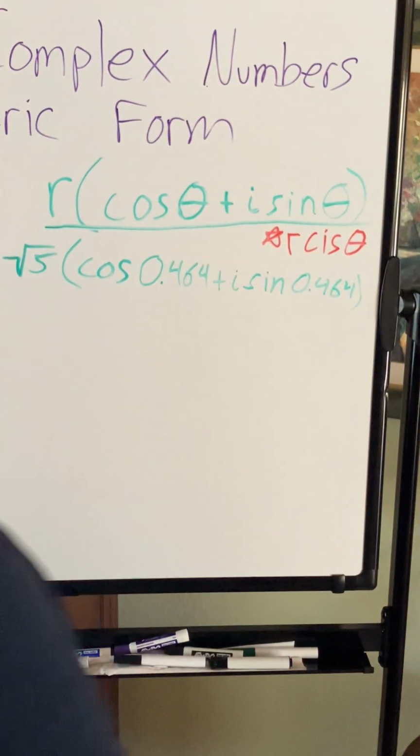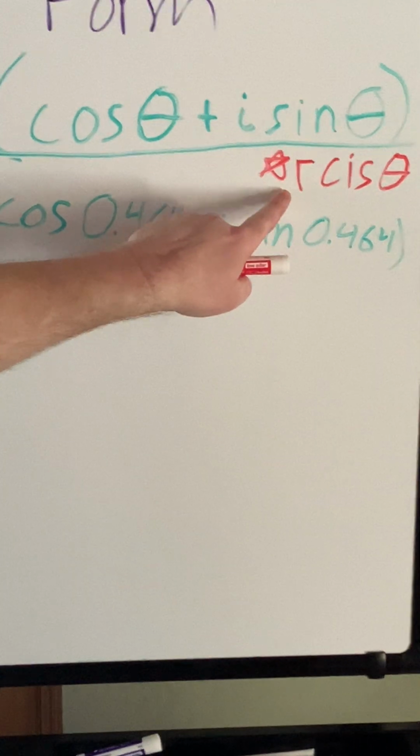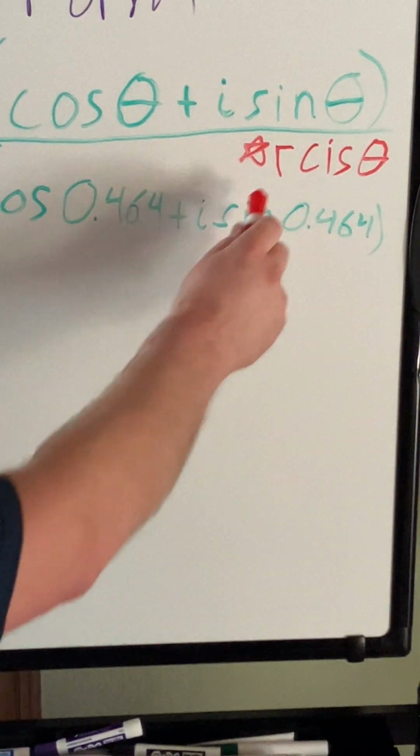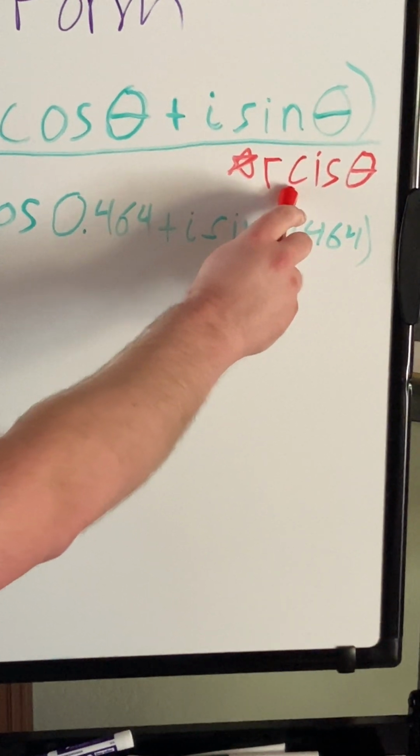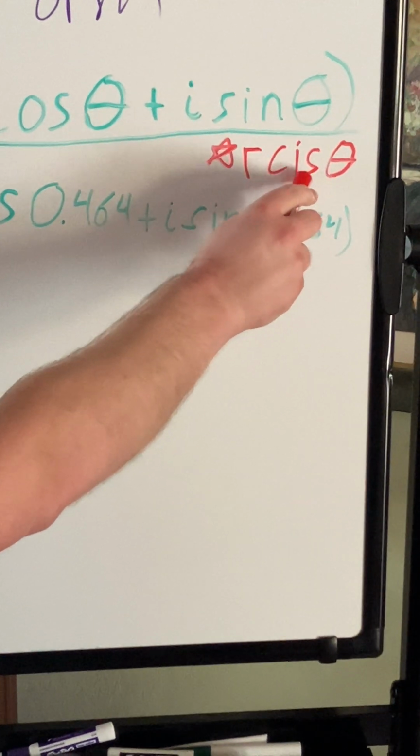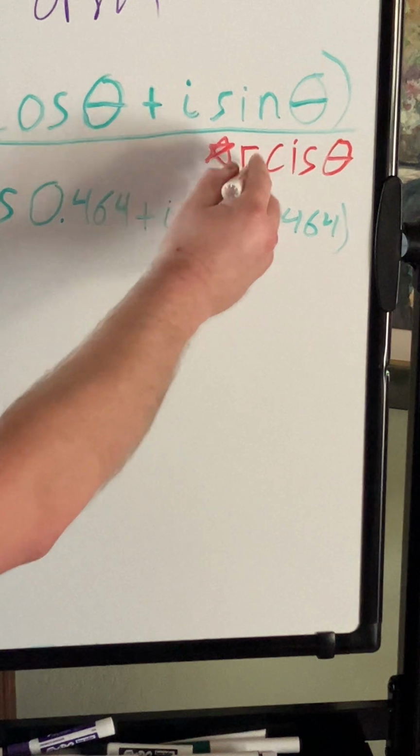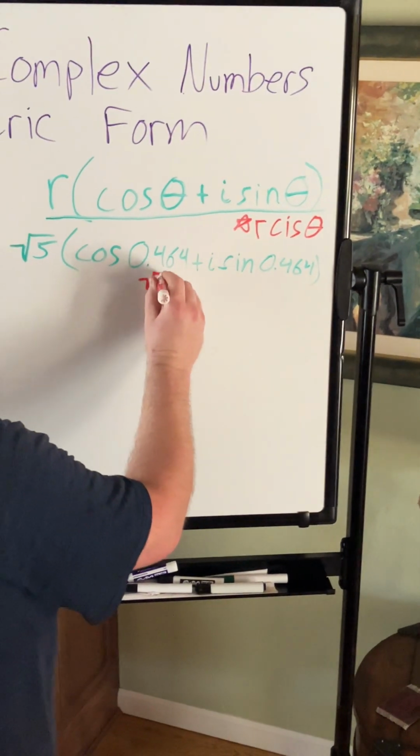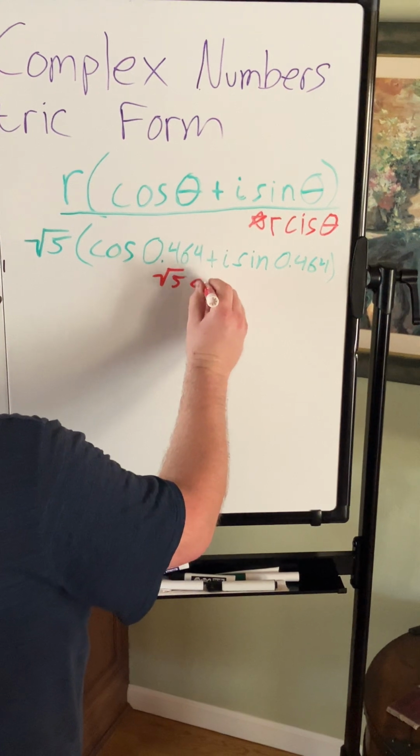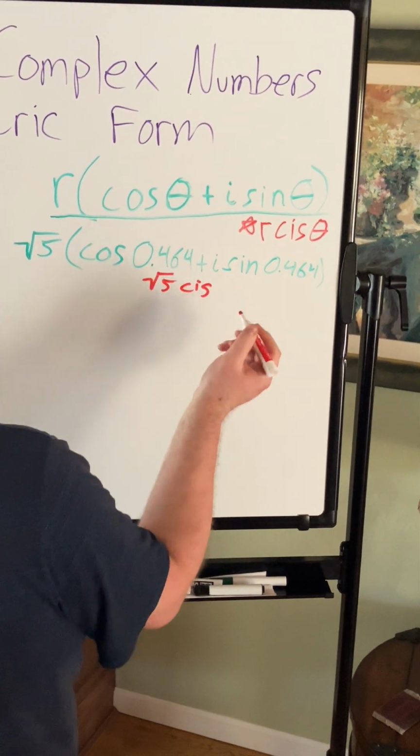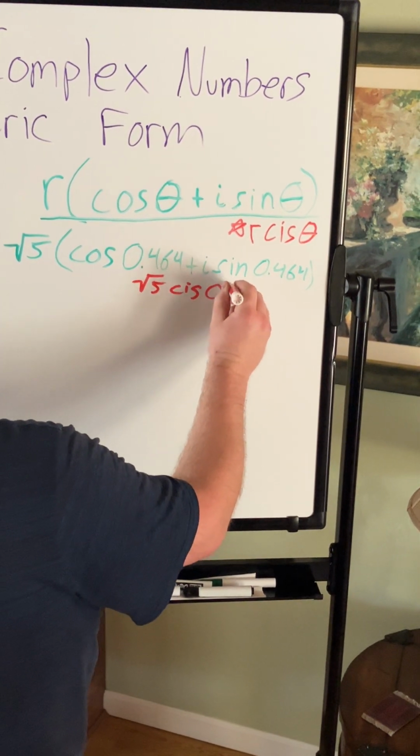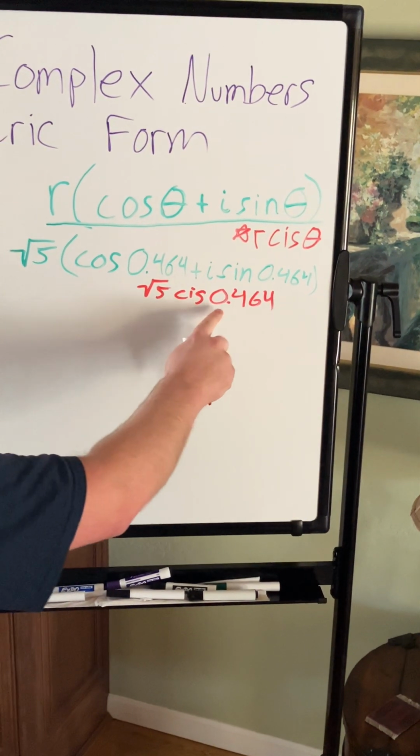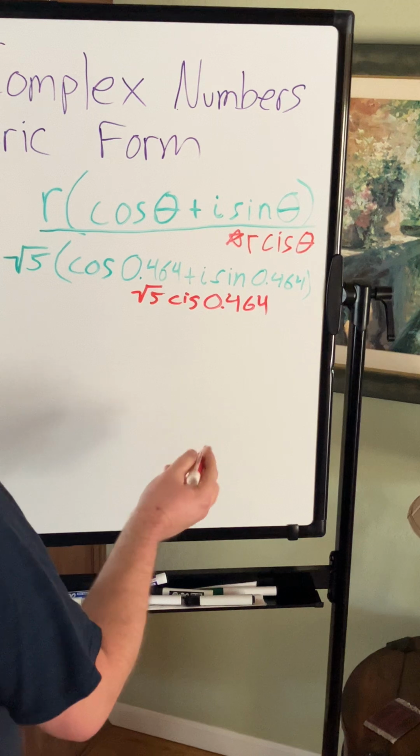0.464. Now, a lot of times this will be written in a shorthand where r times cosine theta plus i sine theta is just written as r cis theta. In this case, that would just be root 5 cis 0.464. Once again, this is just theta in radians.